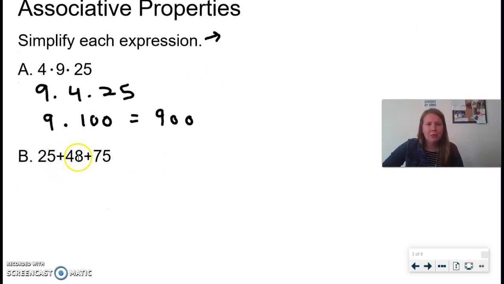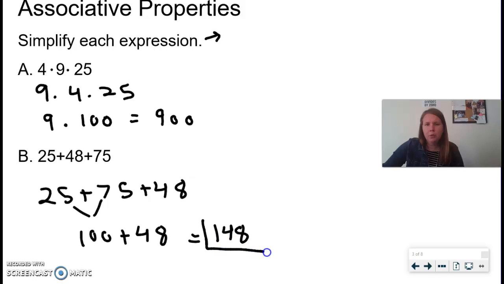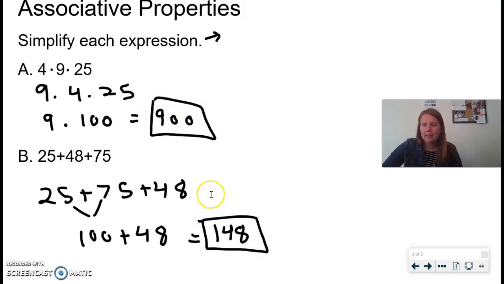So the same thing's going to go for over here. I think I'm going to move it too. I'm going to use that commutative property again because I know that 25 and 75 are 100. I'm just going to make it easier so I can add it in my head. 25 and 75 is 100 plus 48 equals 148. So I'm just finding ways to make it simpler so that I can mental math this. Okay.